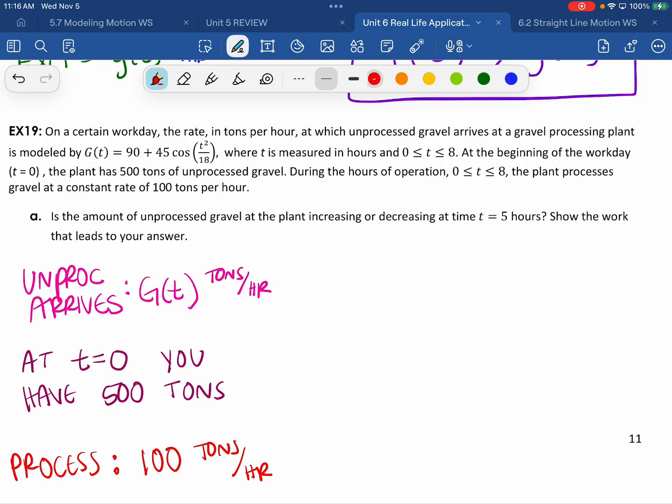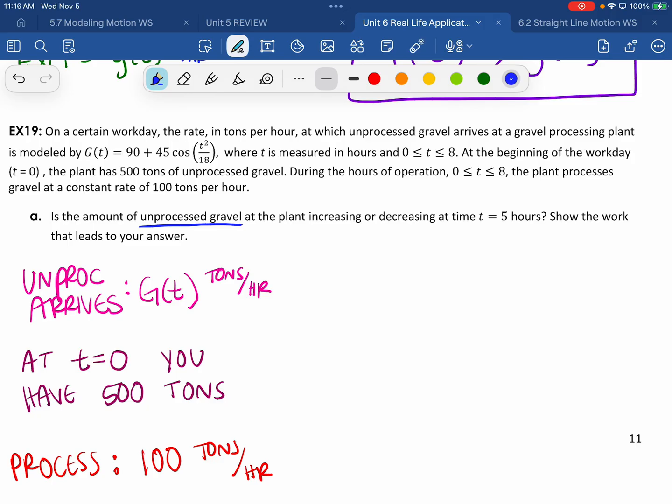All right, so I want to know, is the amount of unprocessed gravel at the plant increasing or decreasing at t equals 5? So I need to write an expression for the amount of unprocessed gravel. Plug it in, it's the calculator, the function, and plug in 5. Okay, well, so I just want to know, is my pile of gravel going to get smaller or is it getting bigger?